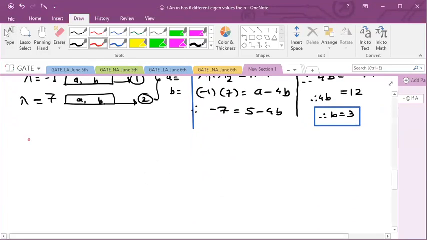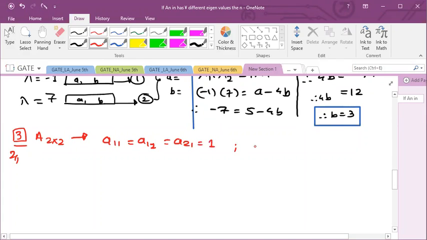Question number 3. You all are getting it, right? Now, question number 3 was asked for 2 marks. If A is any 2 by 2 matrix, for that matrix they have given us 4 values: A11 equal to A12 equal to A21 equal to 1, A22 equal to -1. Then they are asking what will be the eigenvalues of A to the power 19.